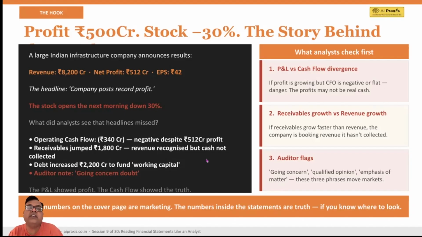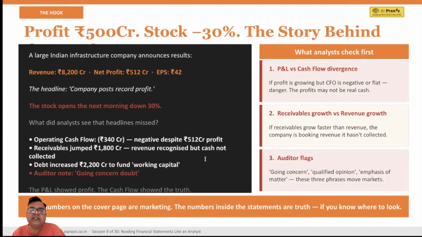Please remember one thing. The most peaceful person on this planet would be somebody who has not taken any debt. Trust me. So the auditor's note can then say going concern doubt. All those things will actually come out.